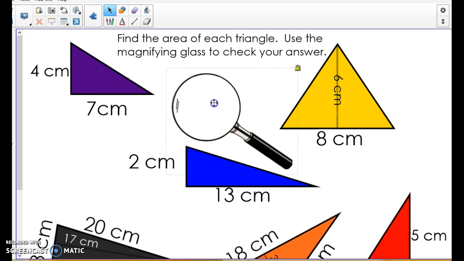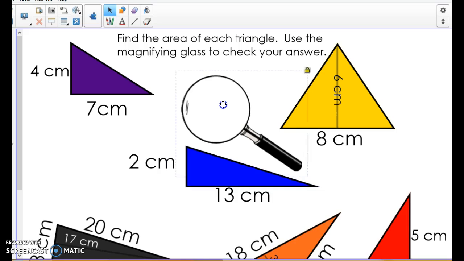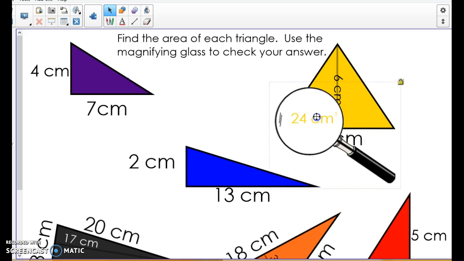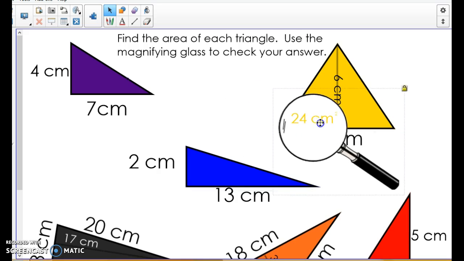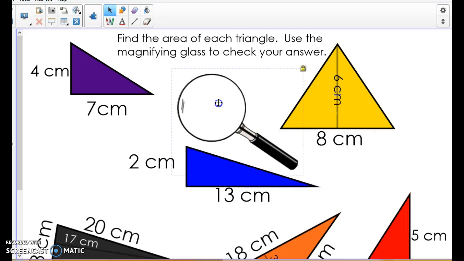Same thing over here with this yellow triangle. 8 times 6 is 48. 48 divided by 2 gives me 24 centimeters squared. Or I could have done 8 times 3 gives me 24. Or I even could have done 6 times 4 would give me 24. It doesn't matter where that divided by 2 is happening as long as it happens.